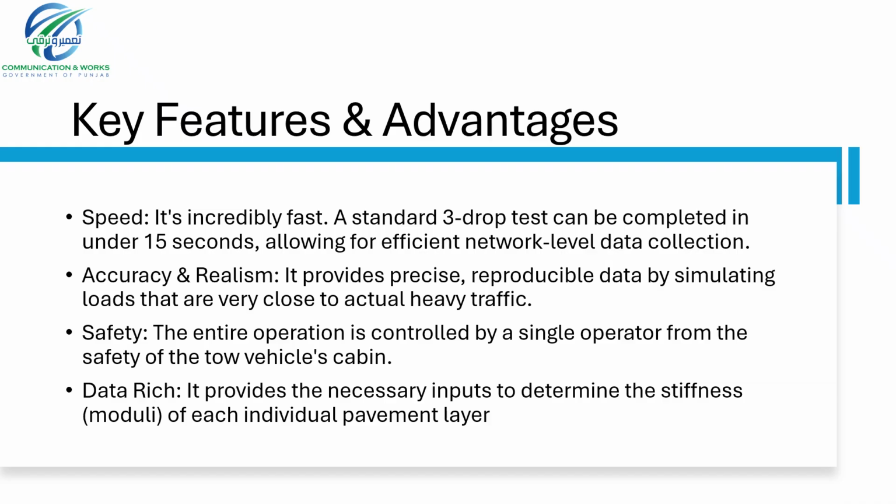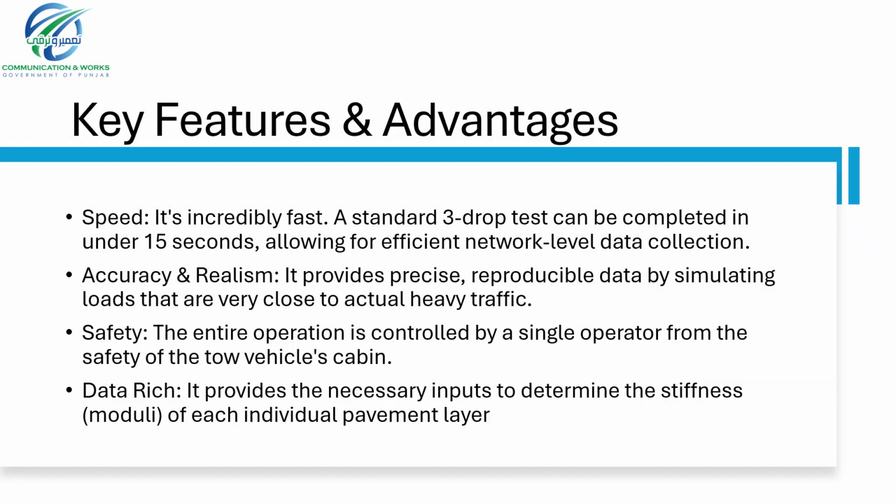The FFWD system possesses several key features and performance specifications that establish it as a premier tool for pavement evaluation. Number one is its speed. The system is engineered for high-speed data acquisition. A typical three-drop testing sequence at a single measurement point can be performed in less than 15 seconds. This allows for highly efficient network-level surveys.